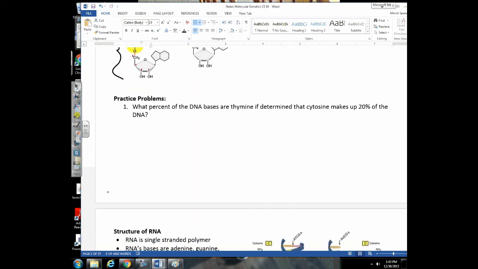Now you're going to see all kinds of practice problems that require you to have an in-depth knowledge of the structure of DNA. And here's an example of one of these problems. See if you can pause and solve.